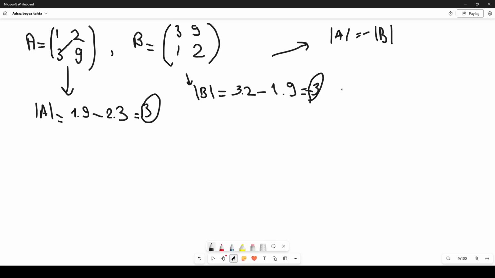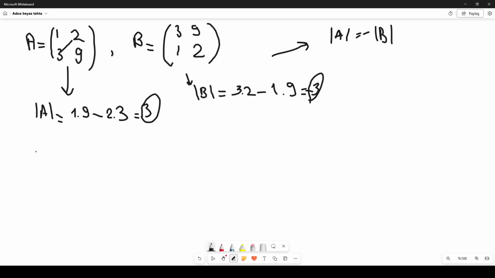So this is a very important observation. If we interchange two rows, then we have the opposite sign of the determinant. If one is positive, then the other would be negative, or vice versa. All right, this is one simple observation. Just keep it in mind. And let's continue with another one.